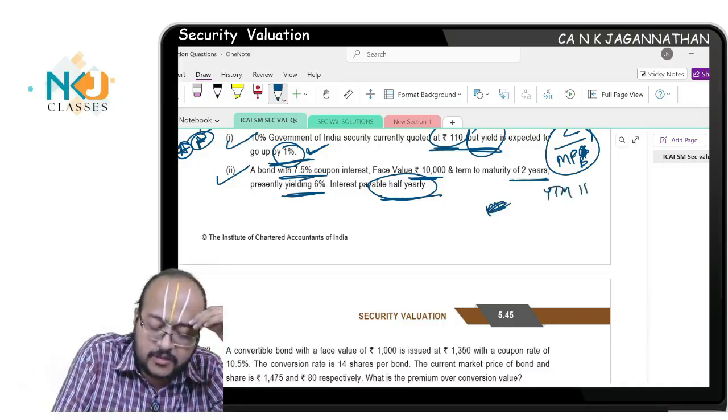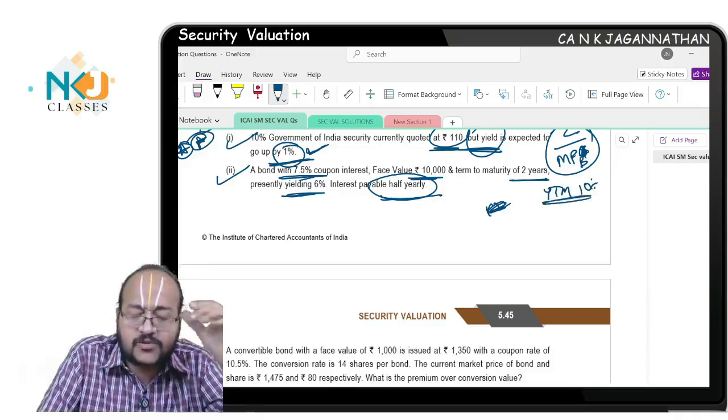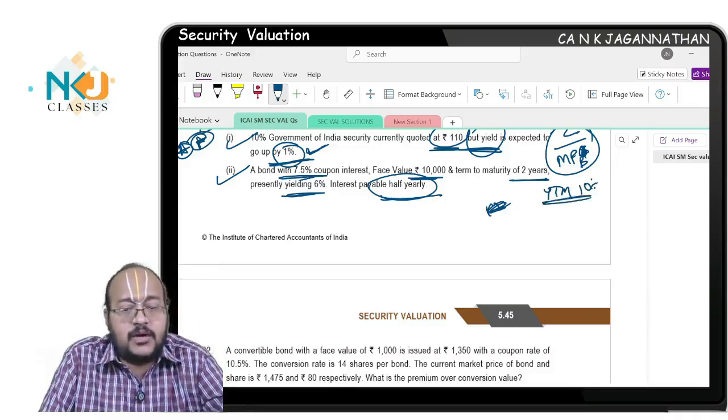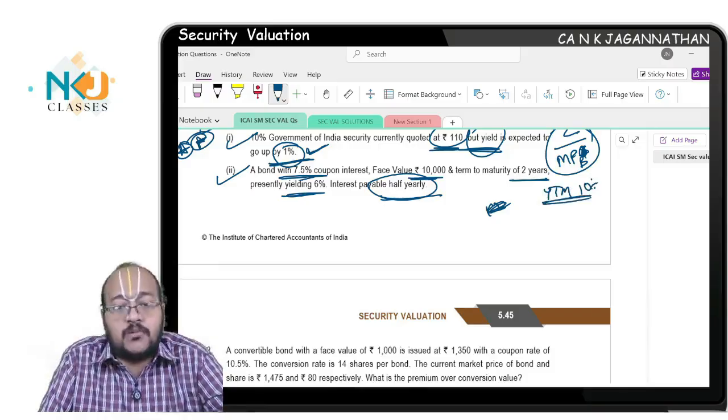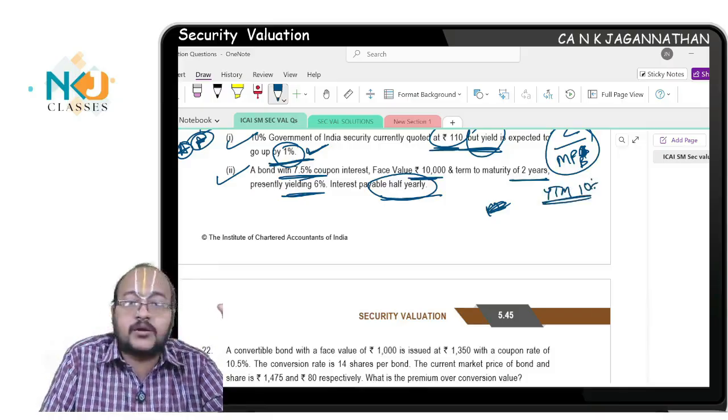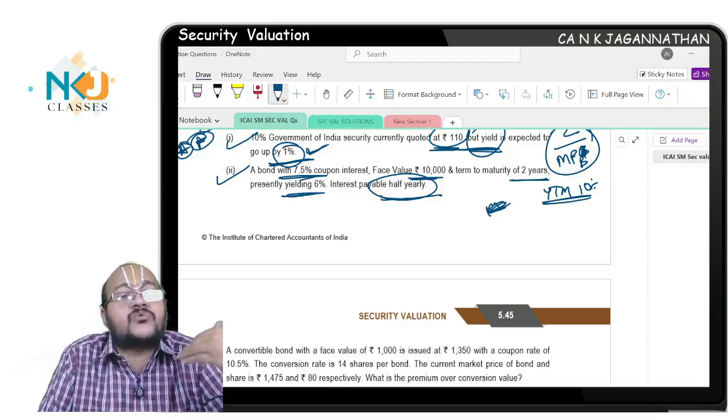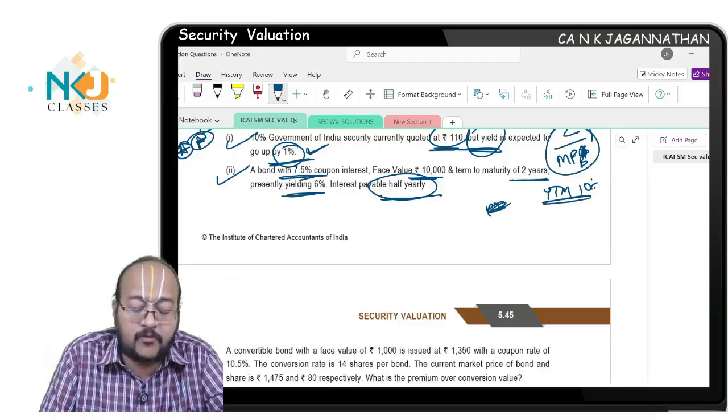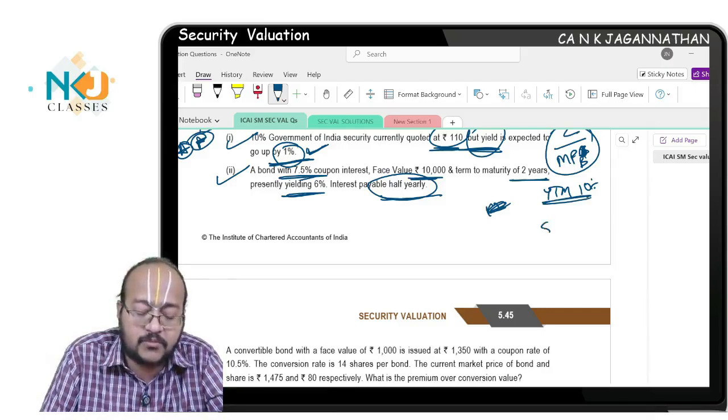Assume YTM is 10% per annum. Everywhere in our subject, wherever an interest rate is given, it is to be assumed as per annum. If YTM is given as 10%, it is assumed to be per annum. Now convert it into a 6 month period YTM. 1 year YTM is 10%, so assume the 6 month YTM to be 5%.